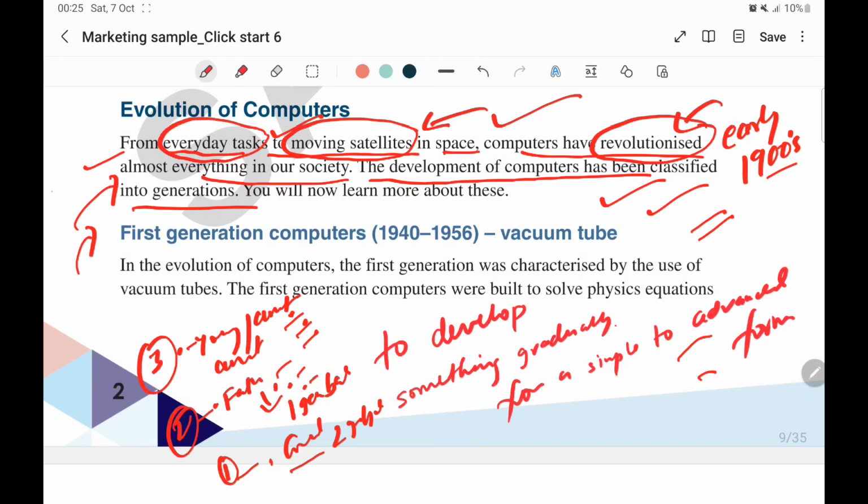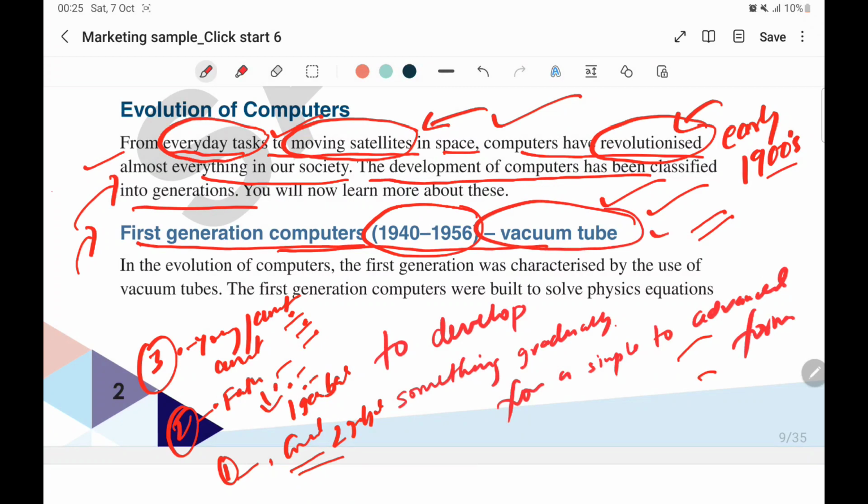So we would be reading from the first generation of computers. First generation means from the grandfathers' time and all. The first generation of computers dates from 1940 to 1956, so many computers were developed during this timeline. Those computers were kept under the heading of first generation computers.